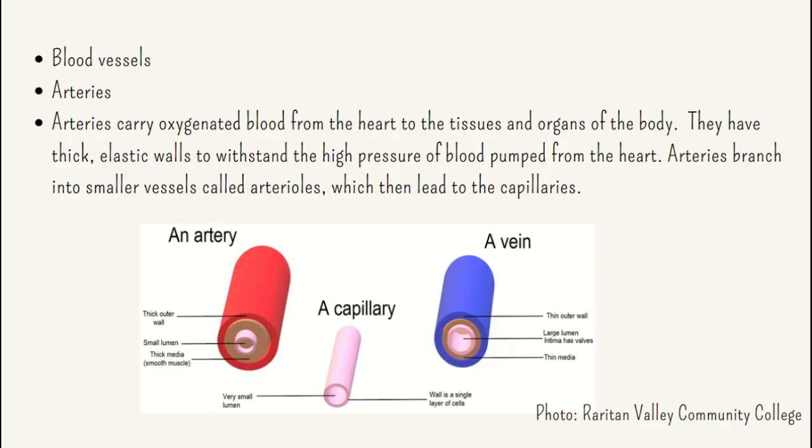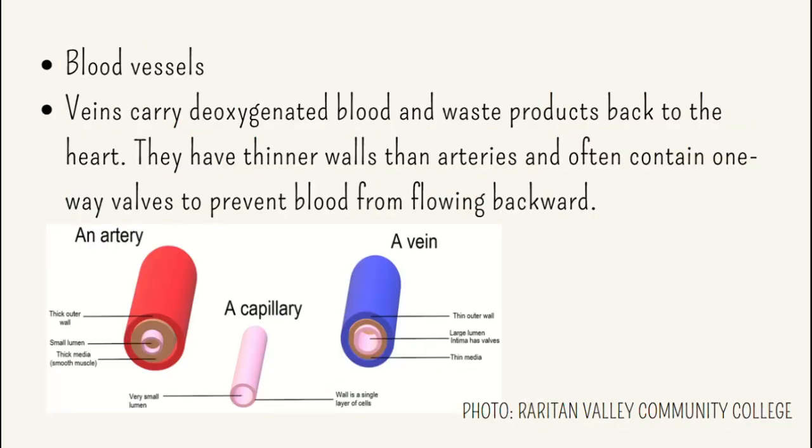Now we're going to take a look at the vein, because that's important too. So the veins are bringing deoxygenated blood. So remember that arteries carry oxygenated blood away from the heart, and veins are going to bring deoxygenated blood back to the heart, right? As you can see here, the walls are much thinner in the veins than in the arteries, right?